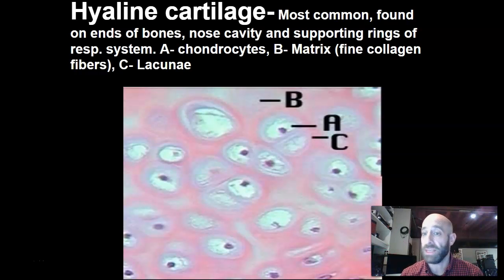I know some people have meniscus issues probably in this class. If you're an athlete, you might have had a meniscus tear. A meniscus is made up of a similar substance. So your cartilage at the ends of your bones, your nose, the rings in your trachea, those are all examples of what we call hyaline cartilage.